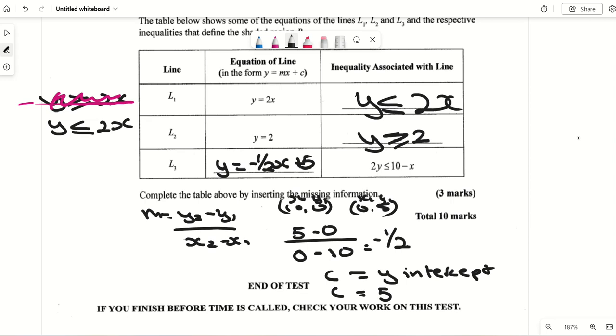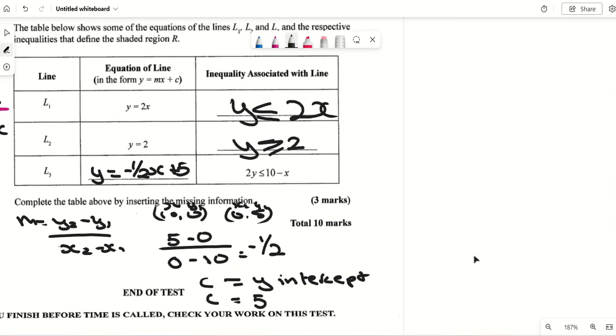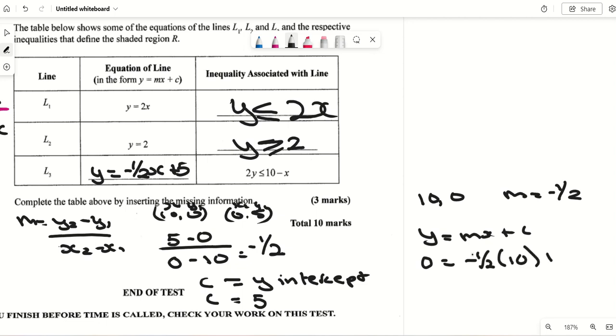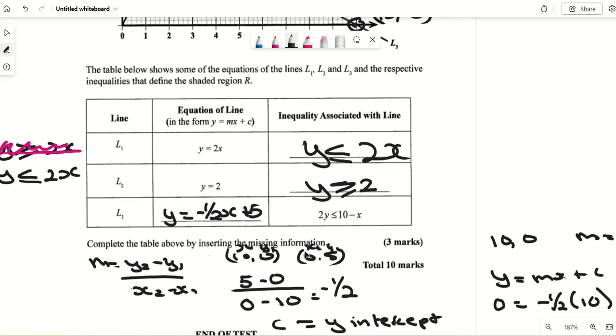This is a different way than what we normally do. We usually just put it in the equation. We use a coordinate, let's say 10, 0, and then your gradient is equal to minus a half, and we put it in the equation y is equal to mx plus c. So that is 0 is equal to minus a half times 10 plus c, so that's minus 5 plus c is equal to 0. We want to make c the subject, carry across minus 5, so c is going to be positive 5. So because we know c is positive 5, that is how we get y is equal to minus a half x plus 5. And that would be how you would do this question right here.